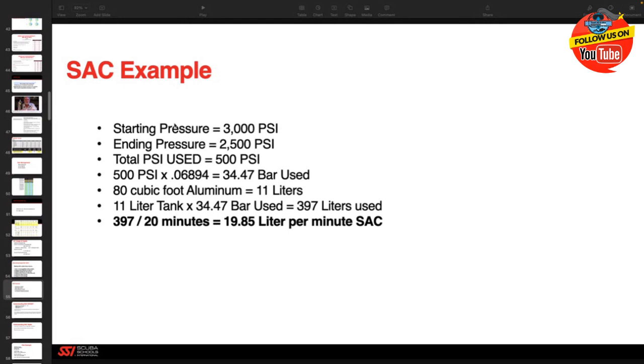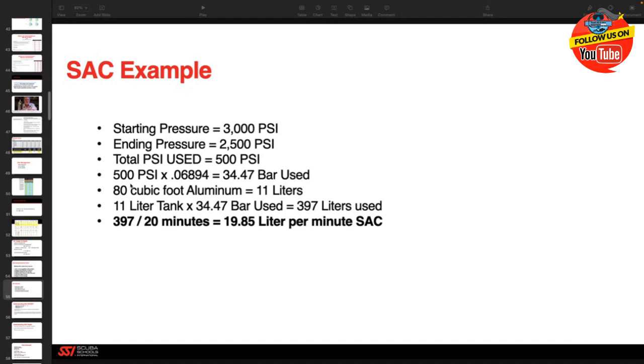So here's how it looks. If we had a starting PSI on our tank at 3,000 PSI, and we ended at the end of 20 minutes at 2,500 PSI, we used 500 PSI. So simply enough, take that 500 PSI and multiply it by 0.06894, equals 34.47 bars used.